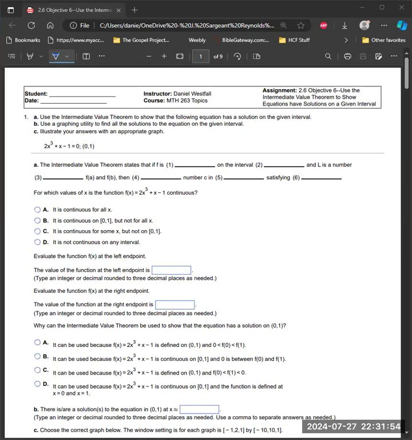Use the intermediate value theorem to show that the following equation has a solution on the given interval. Then use a graphing utility to find the solutions to the equation on the given interval. I'll use the Desmos graphing calculator to do that, and then illustrate your answers with an appropriate graph. Again, I'll use the Desmos graphing calculator to help me do that.